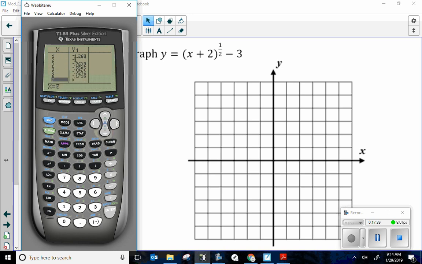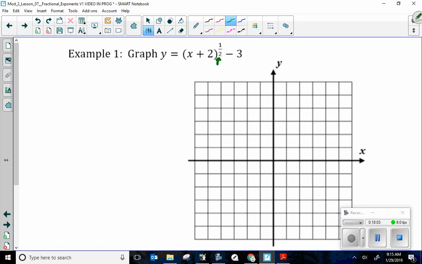All right, let's get some points. 7 is at 0. So I'm going to go back up here. Once I hit negative 3, I get an error. And how come? Don't forget, this 1/2 is the same thing as saying the square root of x plus 2. I cannot have negative numbers underneath the radical sign. So the moment that my x is smaller than negative 2, this will not work.